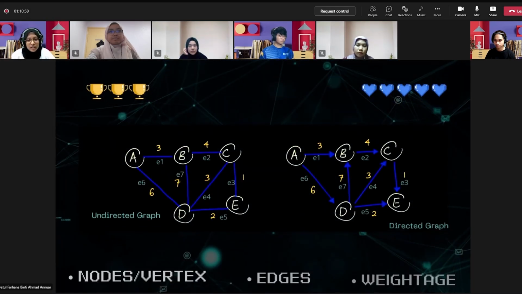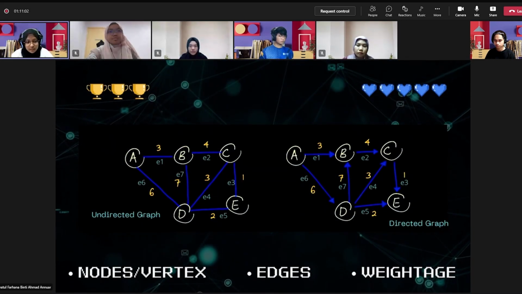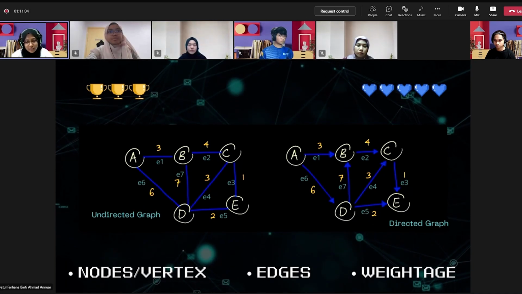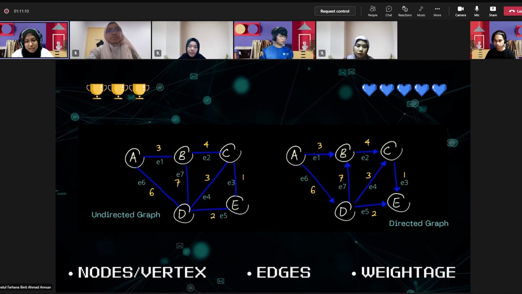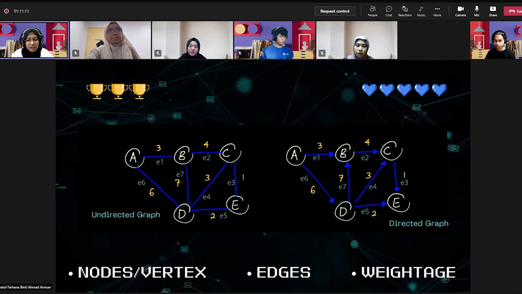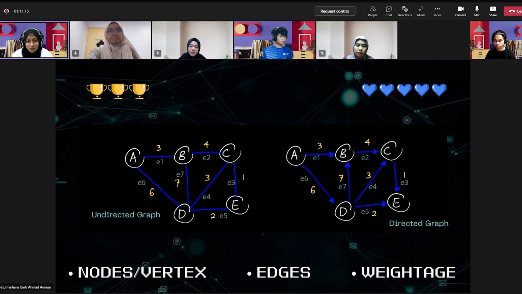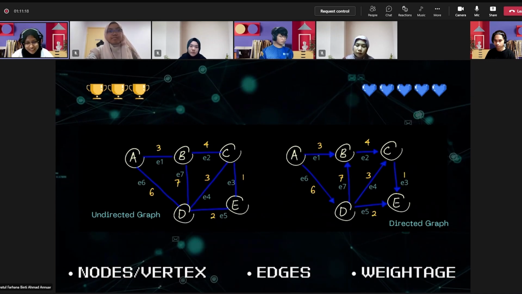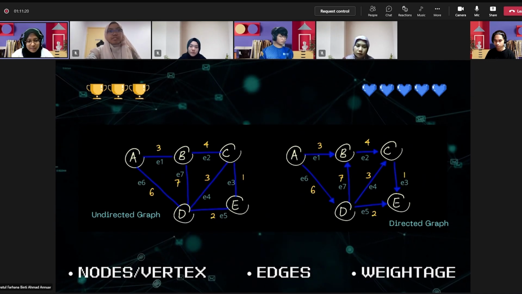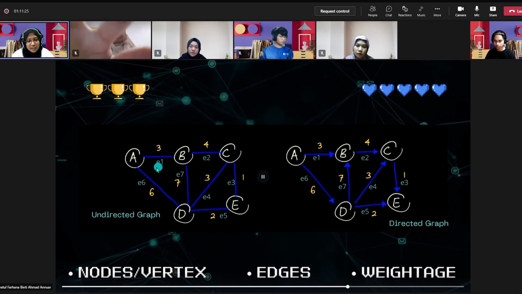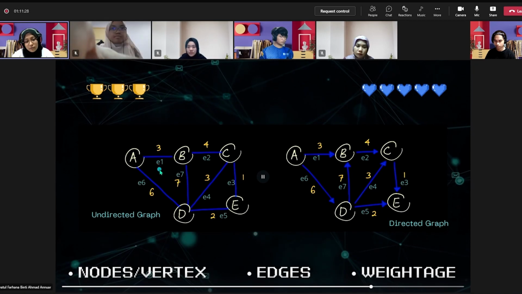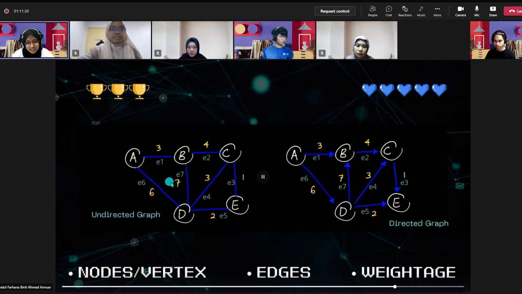On the screen, you can see two graphs here, which are the undirected graph and the directed graph, because in the directed graph you have the arrow at the end of the edges. So what are edges? Edges are lines that connect two nodes or vertices. And what are nodes or vertices? The nodes or vertices are A, B, C, D, and E, as you can see here on both graphs. And the edges are denoted with E1, E2, E3, E4, E5, E6, and E7.